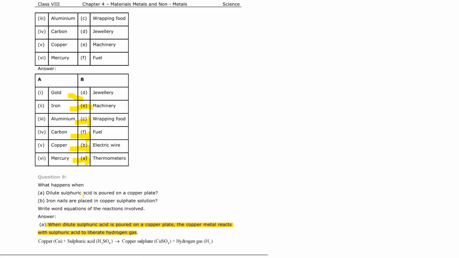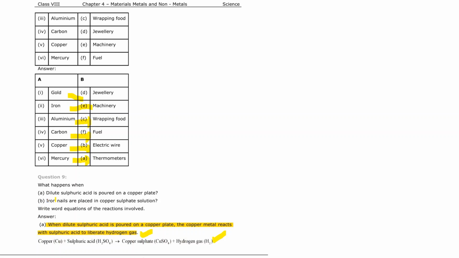Now what happens when dilute sulfuric acid is poured on a copper plate? So when dilute sulfuric acid is poured on the copper plate, the copper metal reacts with the sulfuric acid and liberates hydrogen gas. As copper is a metal, and metals react with acid to form a metallic salt and liberate hydrogen gas. So this reaction is taking place.